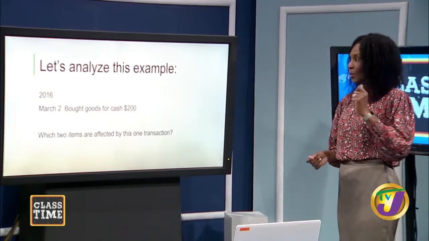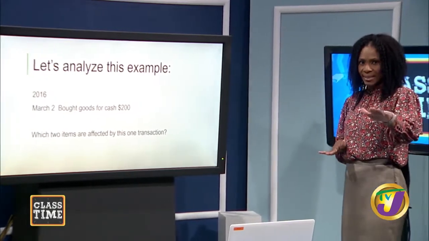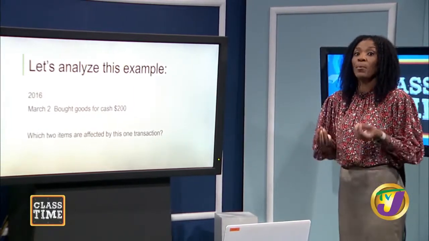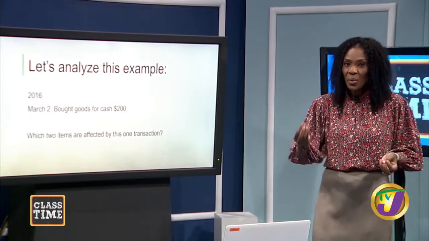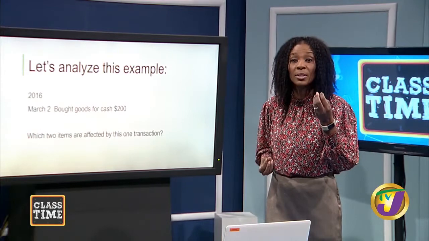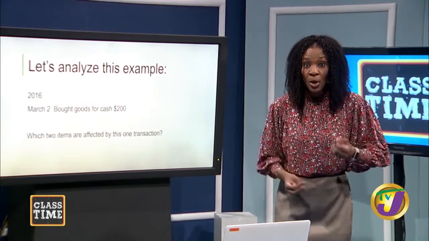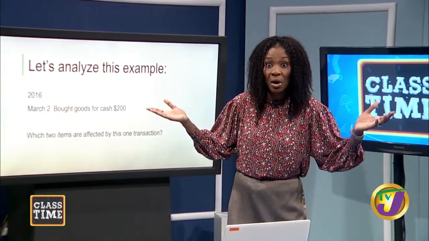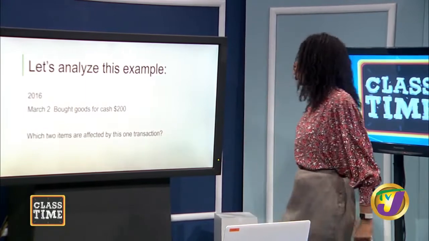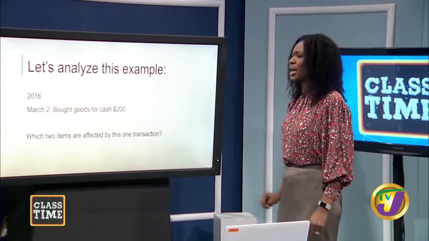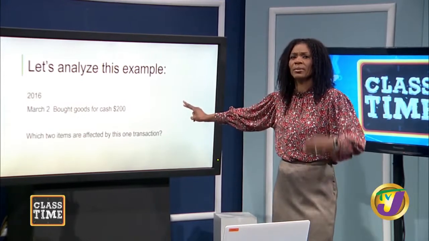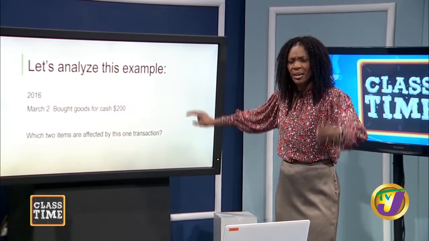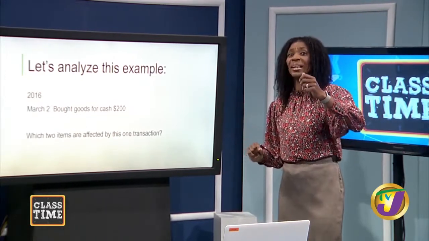Ready? Good. March 2, 2016. We bought goods for cash, $200. We bought goods for cash. Whether we did have goods before or we never have goods, none at all, we've bought. If we're even moving from 0 to 1 or from 1 to 2, volume increasing or decreasing? Increasing. Good. Now, which two items would be affected by this one transaction? I am hearing goods, all right, and I'm also hearing cash.